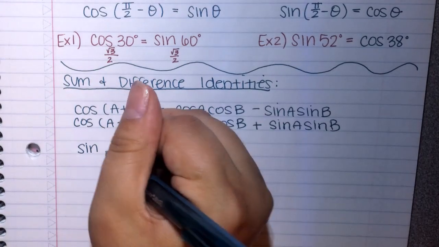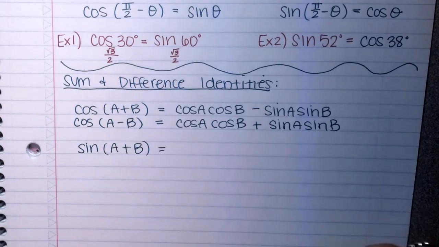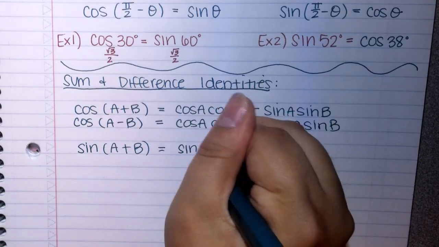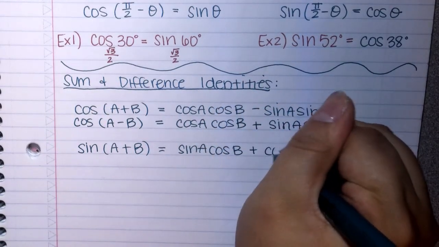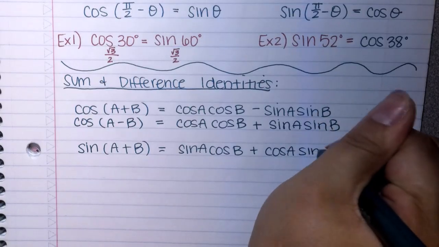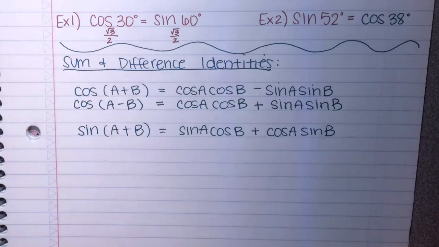All right, the sine of A plus B is a little bit different. It is the sine of A cosine B plus the cosine of A sine of B. This one's a little bit more challenging to memorize, but the way I memorize it is sine starts and ends with sine. And it's still AB, AB.